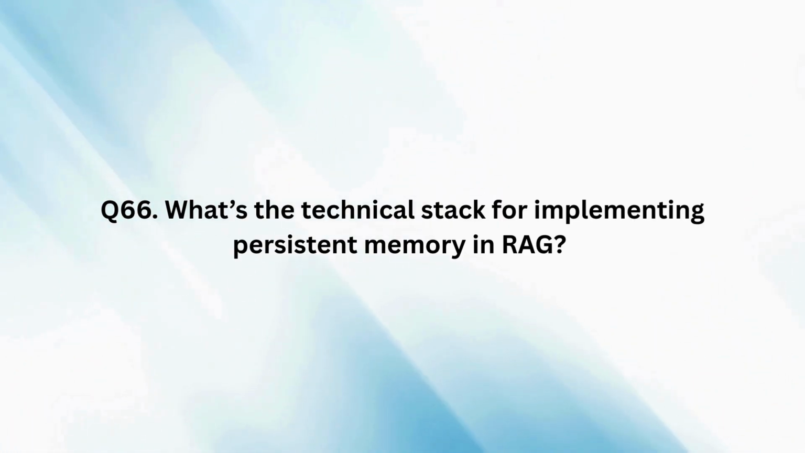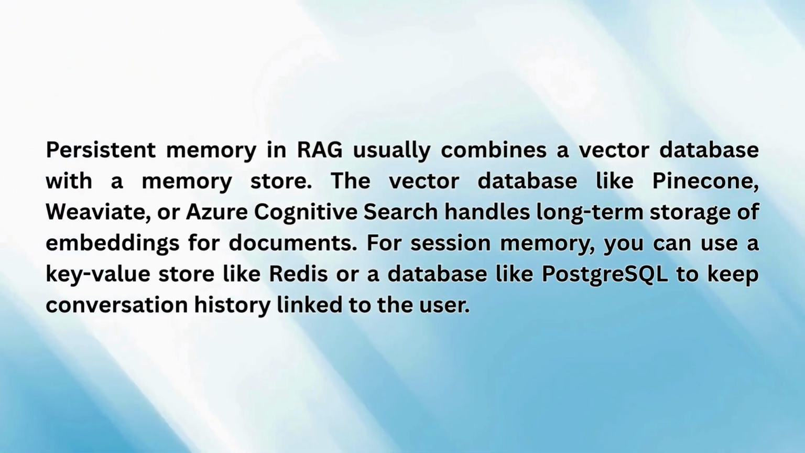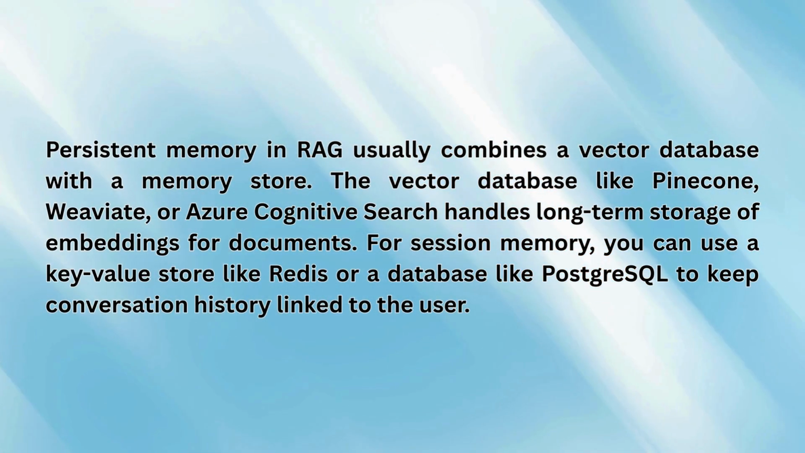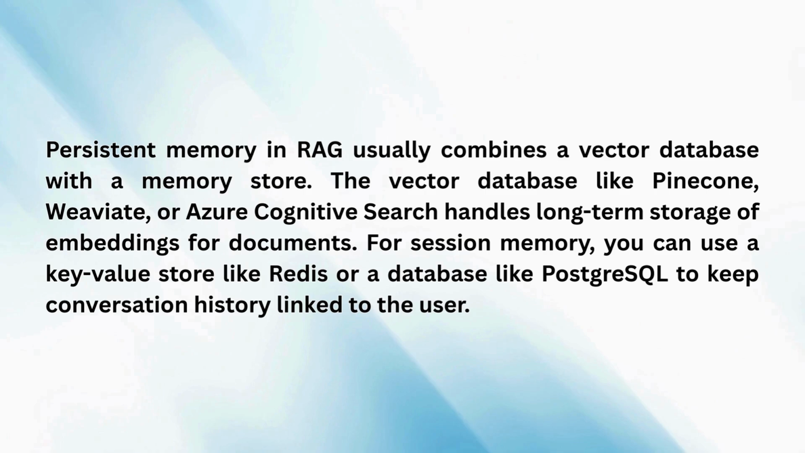What's the technical stack for implementing persistent memory in RAG? Persistent memory in RAG usually combines a vector database with a memory store. The vector database, like Pinecone, Weaviate, or Azure Cognitive Search, handles long-term storage of embeddings for documents.